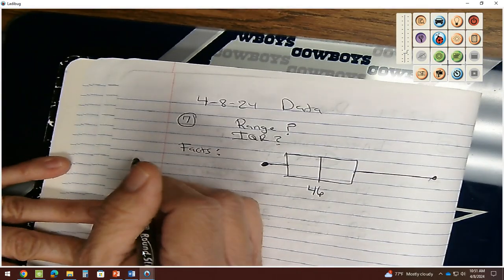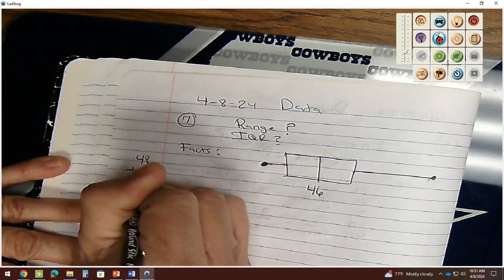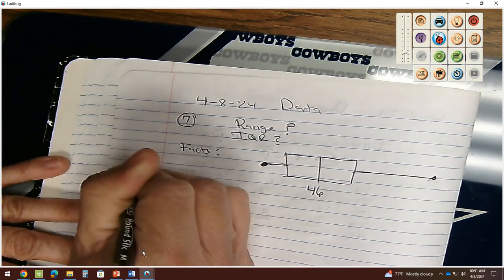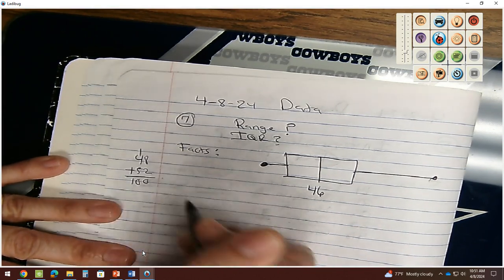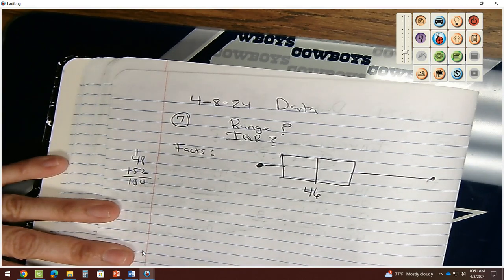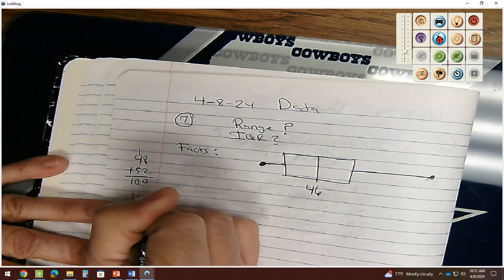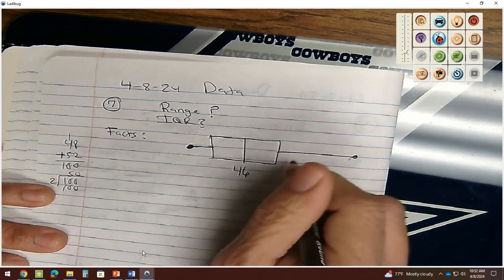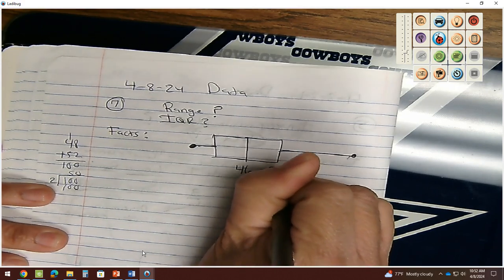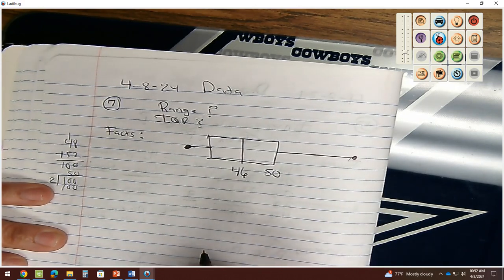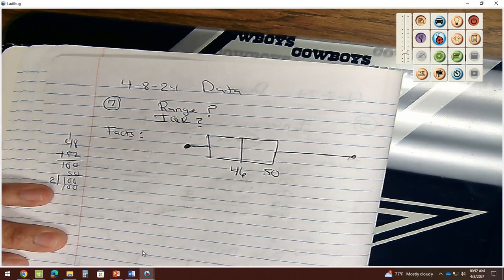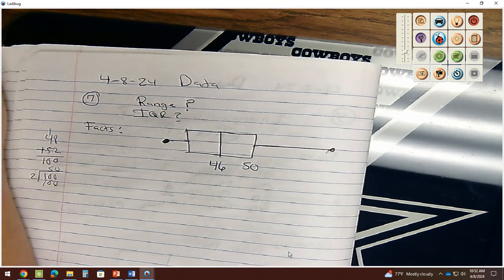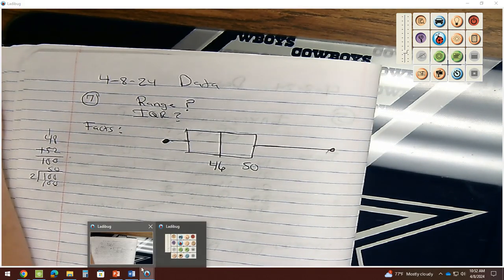I'm going to go to the side. I'm going to say 48 plus 52 gives me 100, right? Yes? And 100 divided by 2, it's 50. So who's the upper quartile? 50. Questions? That's why I want to do this one with you, because they kind of like fell in the middle.